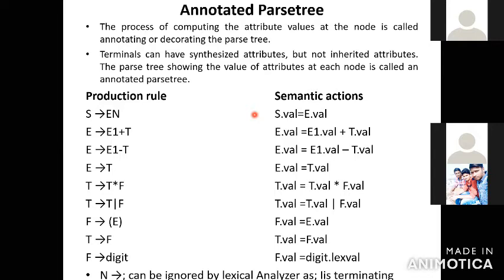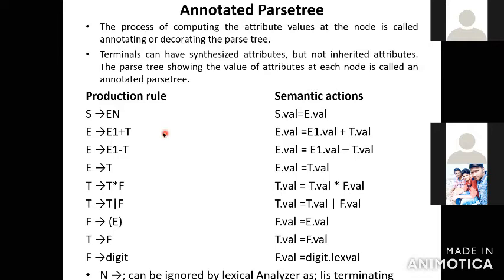Now the terminal can have a synthesized attribute but not an inherited attribute. So each and every terminal has a synthesized attribute but not inherited attributes. The parse tree showing the value of attributes at each node is called an annotated parse tree.